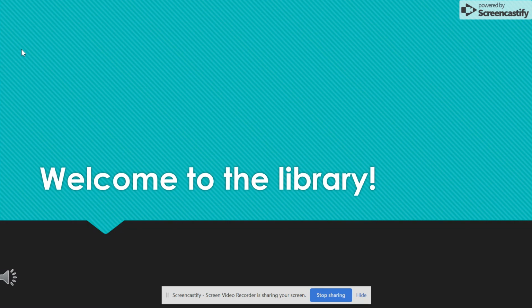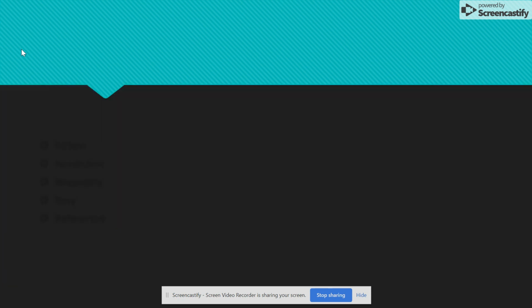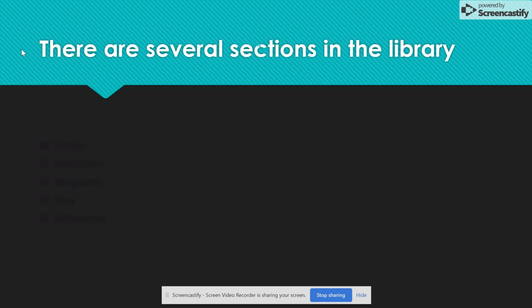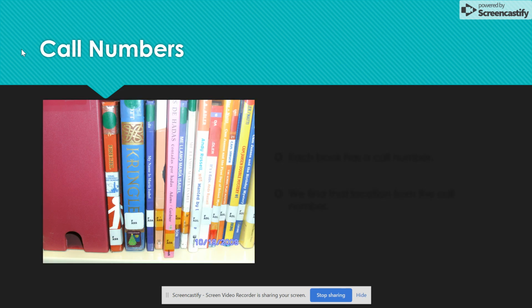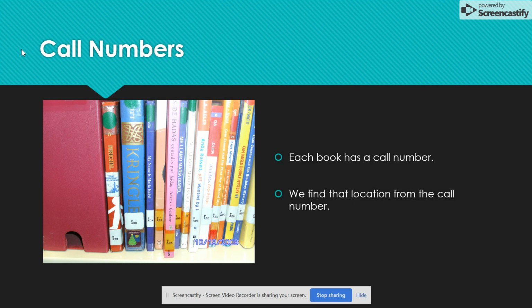I'm so excited that you're here today, and I want you to know about all the different types of resources that you can find in the library. But in order to find those resources, we first have to know where to look. And to do that, we need to know that there are different sections in the library. There's a fiction section, nonfiction, biography, easy, and reference.